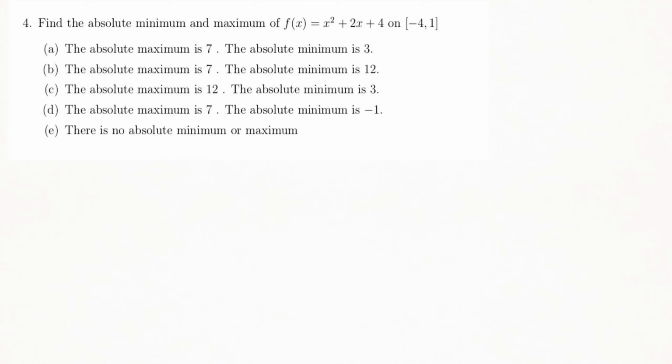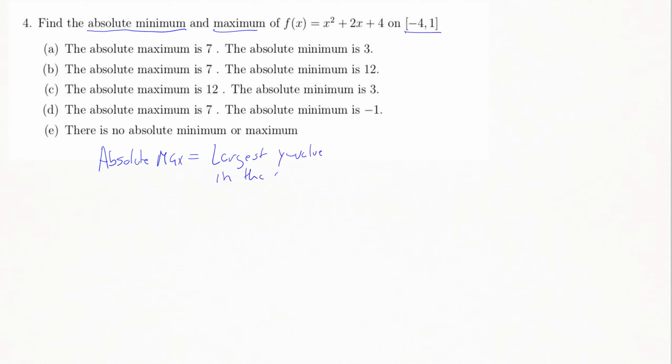Question 4 here gives us an equation and then gives us an interval and wants us to determine the absolute minimum and absolute maximum on the interval that they've given us. So the first thing we want to do is quickly talk about what an absolute max and an absolute min mean. Whenever I'm talking about an absolute max, I'm looking for the largest y value in the window. We'll talk about what that in the window piece means here in a second.